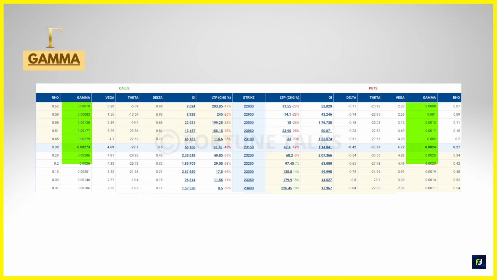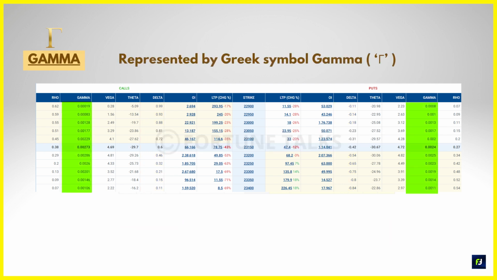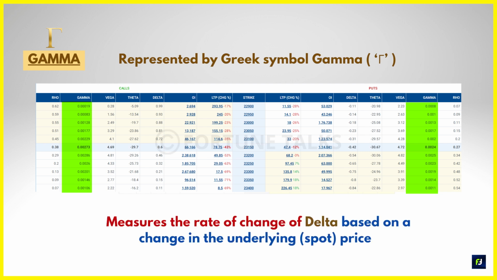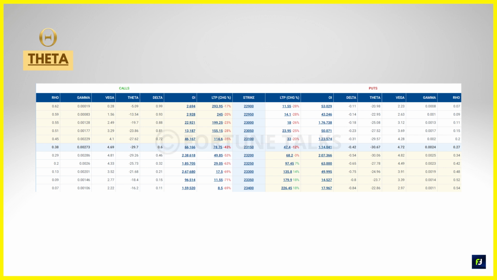Now, when it comes to gamma, the term gamma comes from the Greek symbol gamma. It measures the rate of change in delta based on a 1 point change in the price of the underlying. To put it simply, gamma measures the pace at which delta of an option changes for a unit change in the underlying price. Moving on, the third factor is theta.